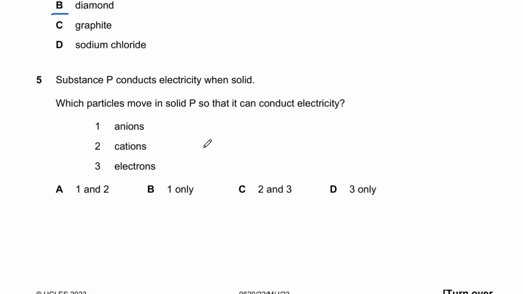Which particles move in solid P so that it can conduct electricity? We have anions, cations, electrons. Now substance P conducts electricity when solid. So take note of this statement: when solid, very important. That means that it must be a metal. Now in metals, electricity is conducted by free electrons. So the answer should be electrons only, which is option D.